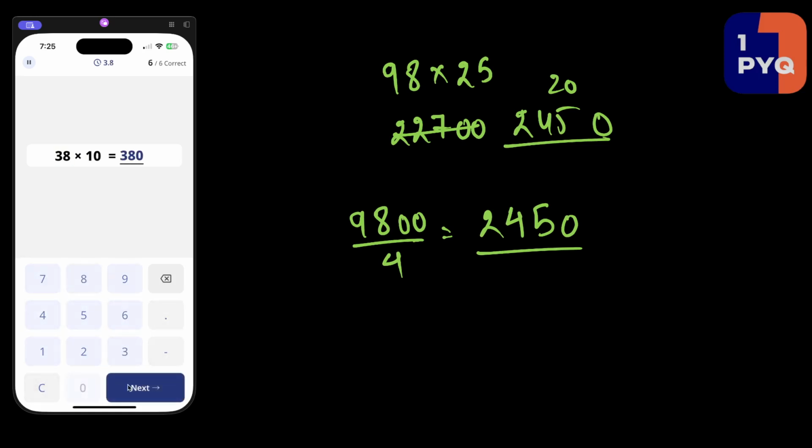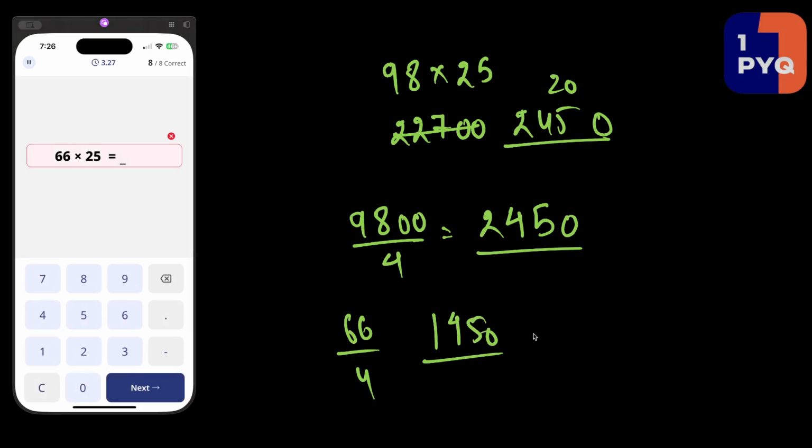Similarly, this is simply 380. This is simply 320, and again 66 by 25. So I'm going to divide 66 by 4. That's going to give me 6 ones are 6, 6 fours are 24, and 50. Why is it not coming? 4 ones are 4, 4 ones are 4, then 26. 4 6s are 24, 4 fives are 20. Okay, it was 1650. I by mistake wrote 1450.